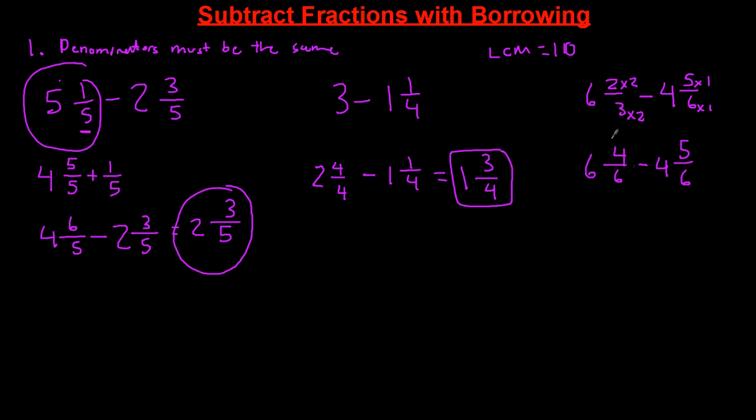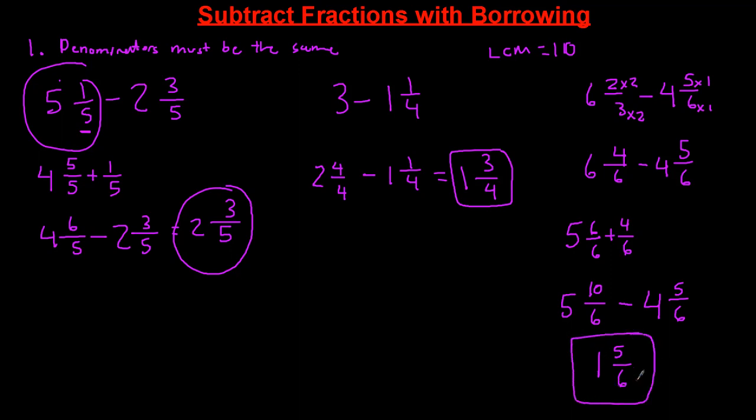Once again, we run into a situation in which we have to borrow, 4 minus 5. Okay? So let's borrow from the 6. Remember the denominator is 6, so 5 and 6/6, plus what's left over. So this is going to be 5 and 10/6 now. 6 plus 4 is 10, and then our denominator is the same. Let's subtract 4 and 5/6 now. 5 minus 4 is 1, 10 minus 5 is 5, and then our denominator is the same. So our final answer is going to be 1 and 5/6.